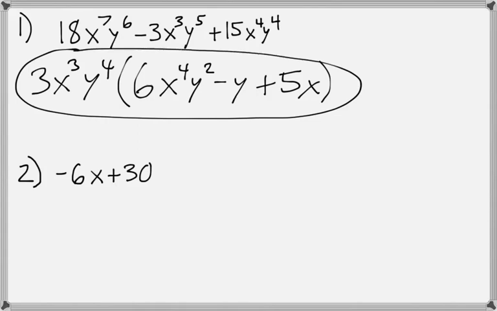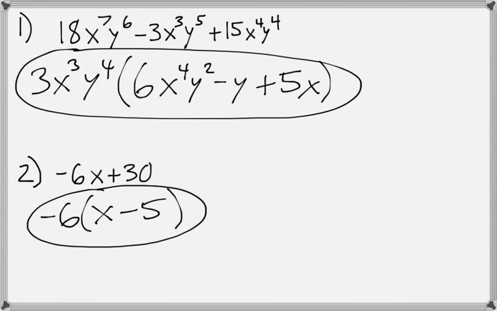With number 2, I want to try to take out a GCF. That would be -6, and that would leave me with x minus 5. Now x minus 5 has two terms. Is it a difference of two squares? It is not, because x is not a perfect square and 5 is not a perfect square. So all I could do on this one is take out a GCF.